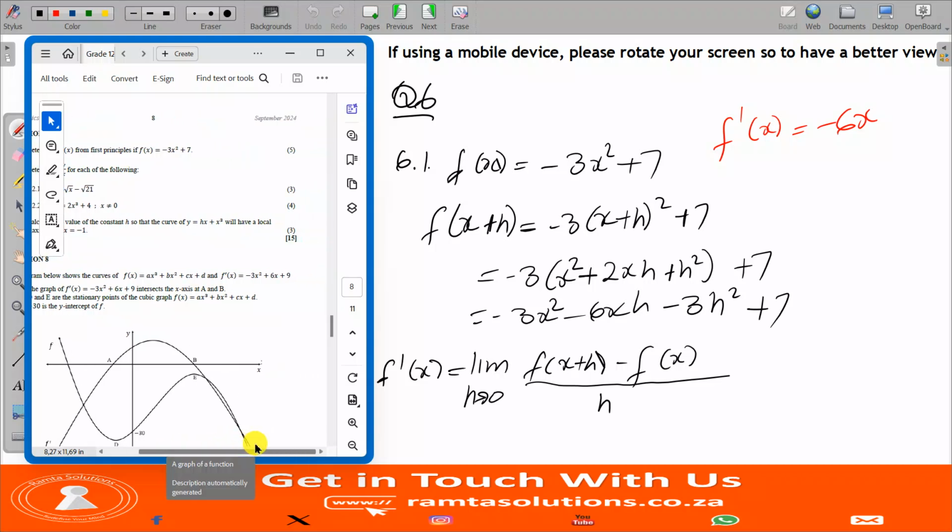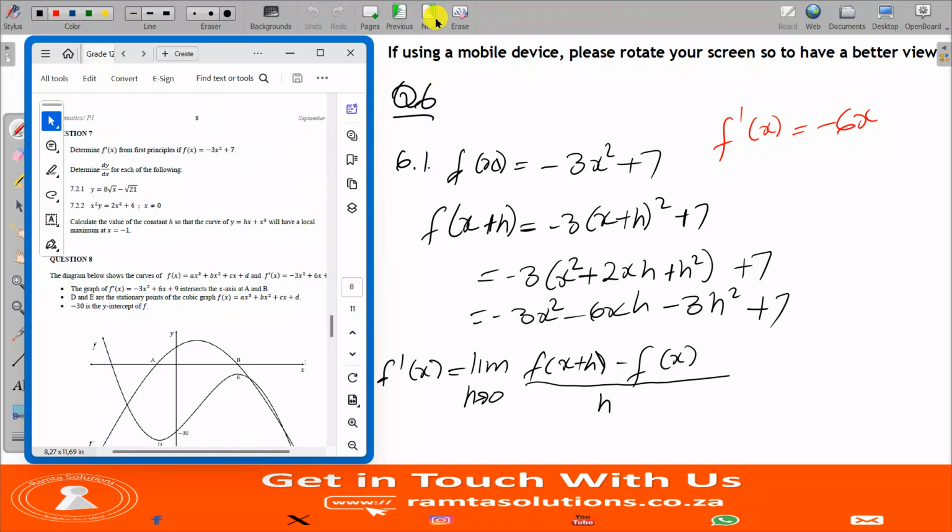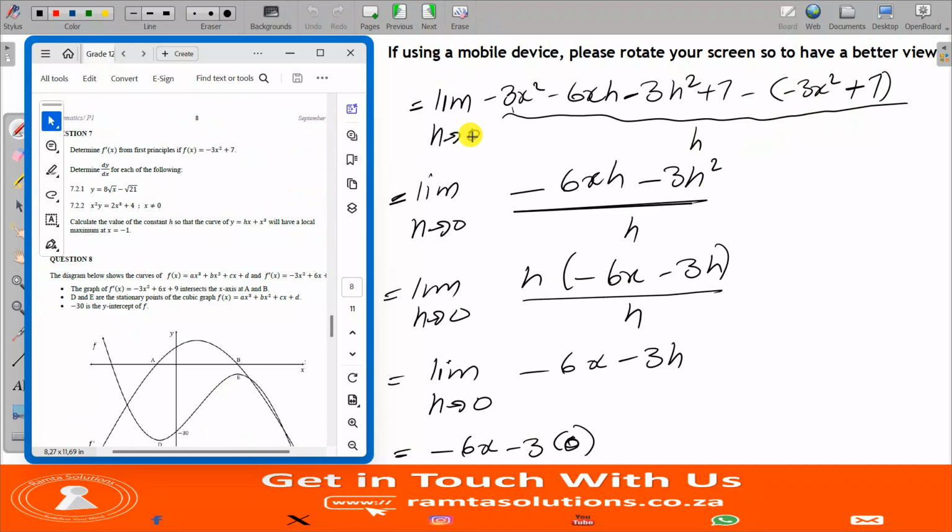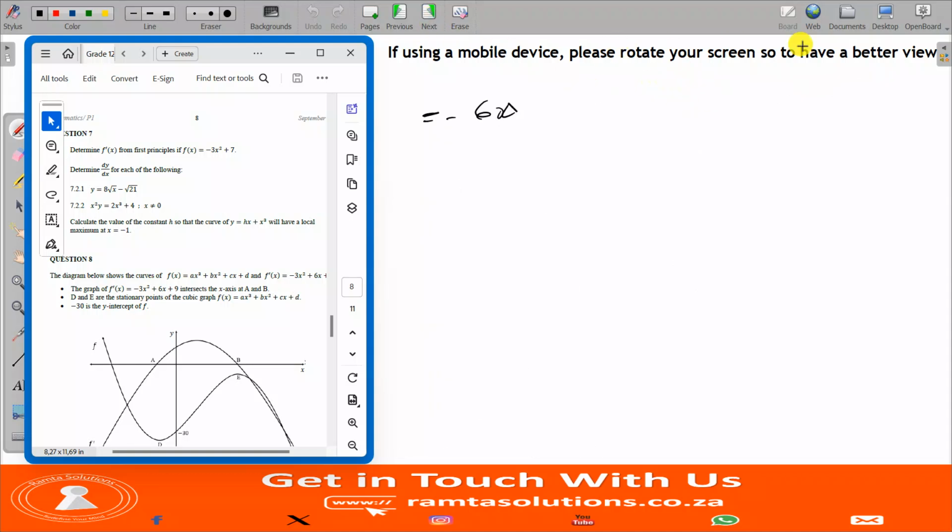Guys, this is for 5 marks, so be careful there. And remember, if you are using a mobile device, please rotate your screen to have a better view. And bear with me with these strokes, guys.